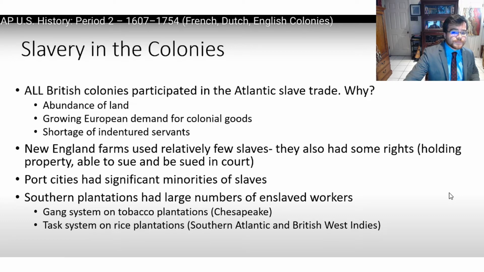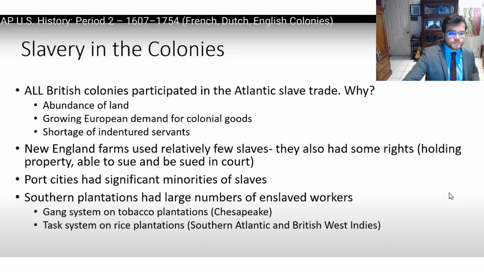Shortage of indentured servants. After Bacon's Rebellion, when Nathaniel Bacon burns down Jamestown, that's going to dissuade and deter any future needs for indentured servants. Not to say that indentured servitude was wiped out after Bacon's Rebellion, but the motivations are diminished. So we're going to have a great need for slavery instead of indentured servants, because slaves are easier to control.